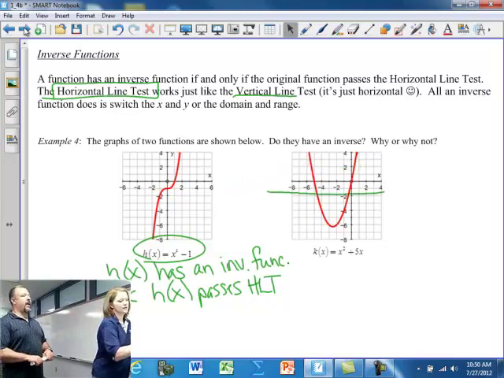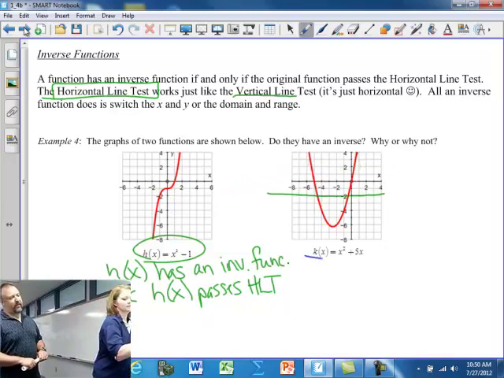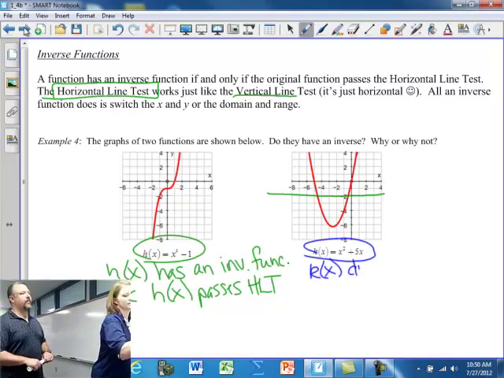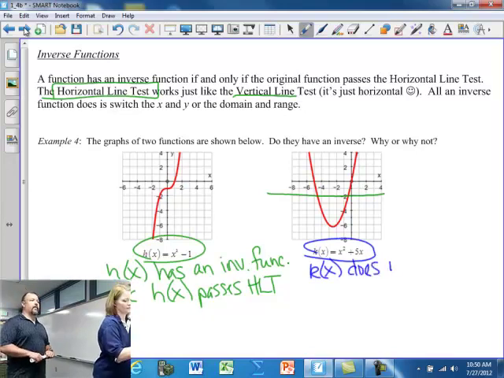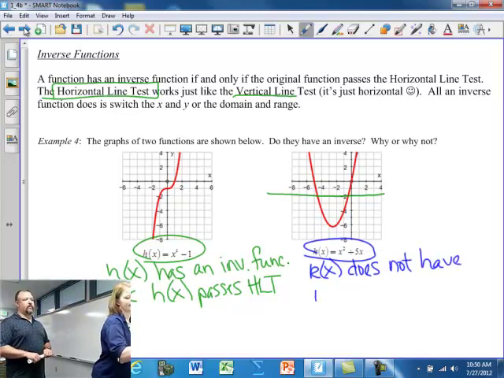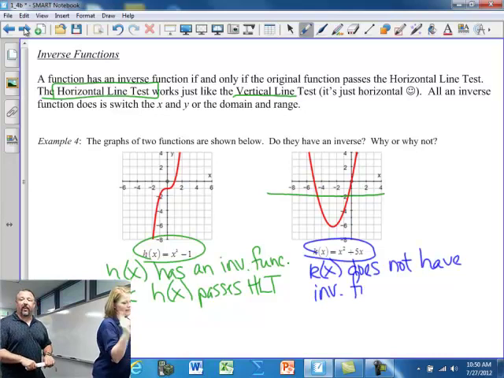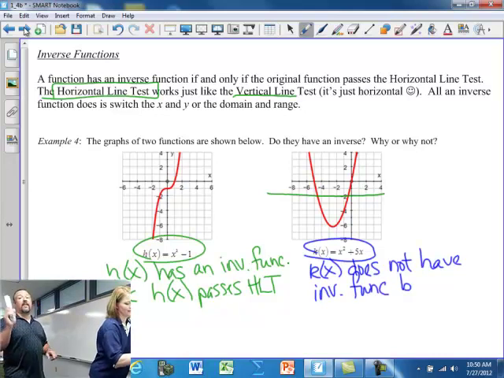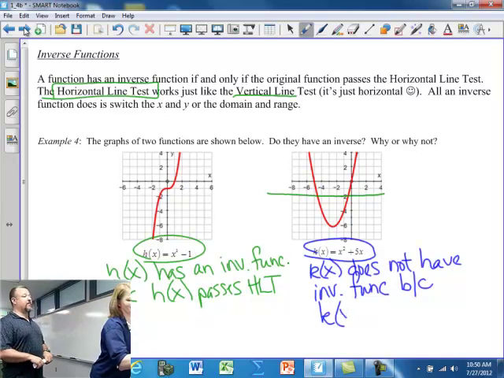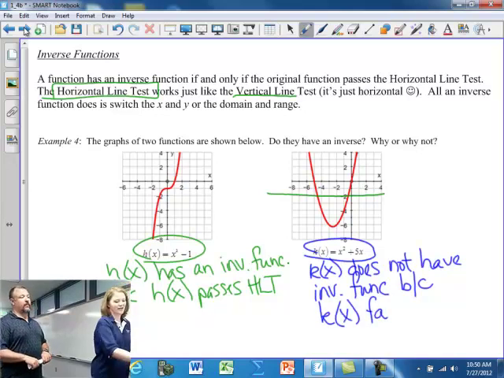Let's go check our other one. Ooh, this one's bad. It hits twice. Bad, bad, bad, bad. So the function name is k of x. So k of x does not have an inverse function. Because why? Because k of x fails the horizontal line test. See, she corrected me. Don't say it.